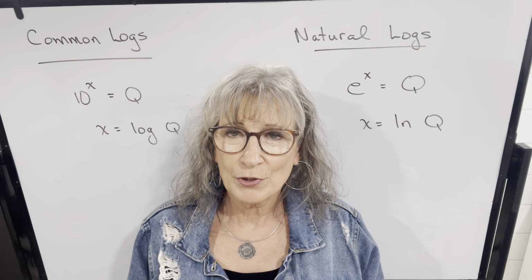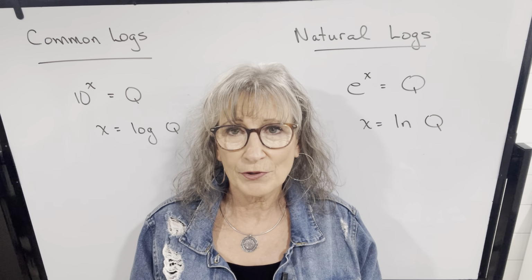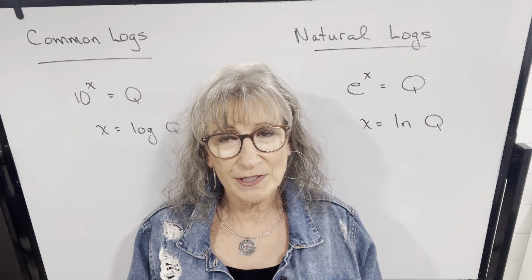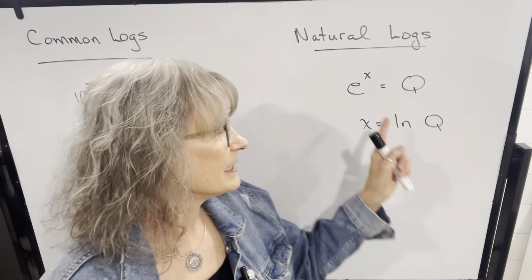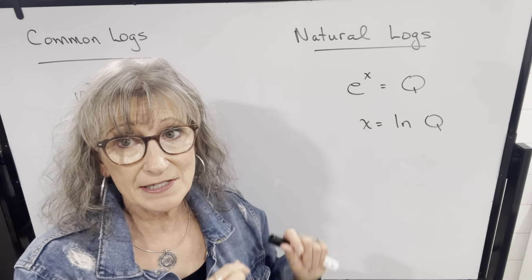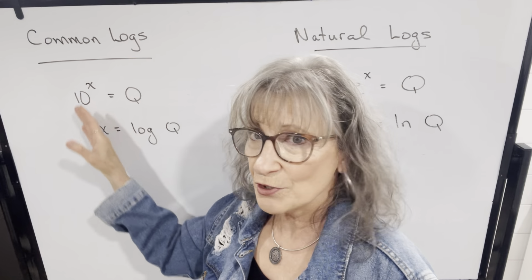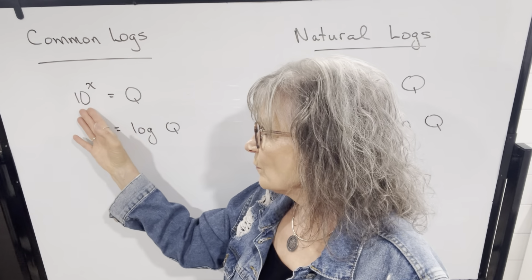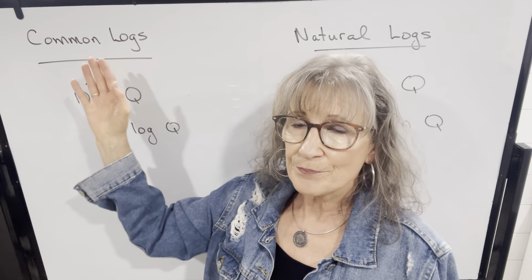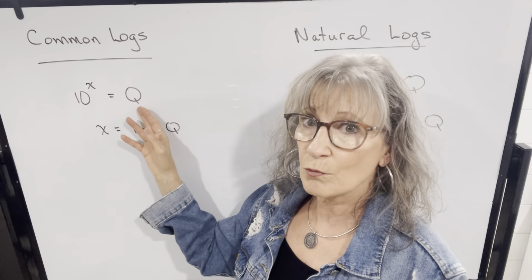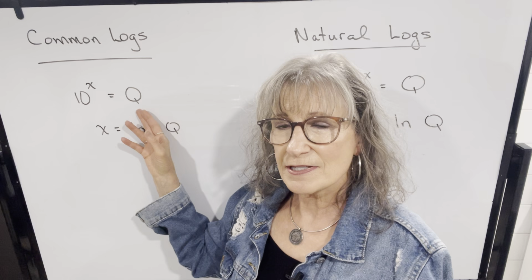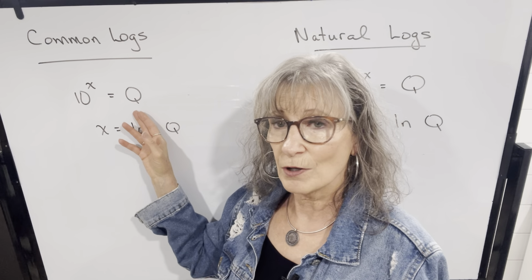Any positive number can be used as a base for logarithms, but typically you're just going to see base 10 and base e. I'm going to focus on base e, but this might be something you're more familiar with. When you're working with base 10, it's called common logarithms. This is an exponential relationship. It says 10 to some exponent will equal a quantity. We can rewrite that same relationship in log form.